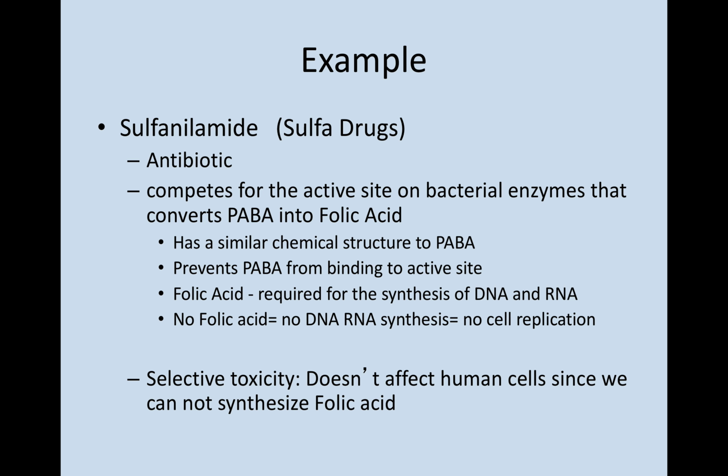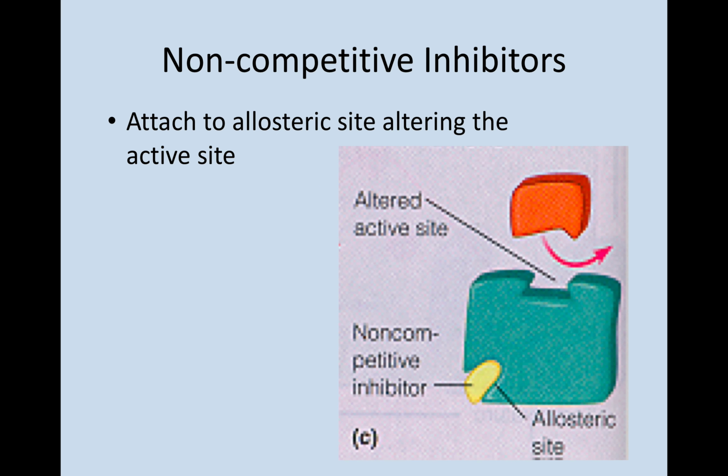Now, with antibiotics, we want them to be selectively toxic. That means it isn't going to affect the human, since we cannot synthesize folic acid. We consume folic acid in our diet. Of course, you can have allergic reactions to antibiotics such as sulfa, but in general, it's not going to interfere with our folic acid pathways because we don't have one.